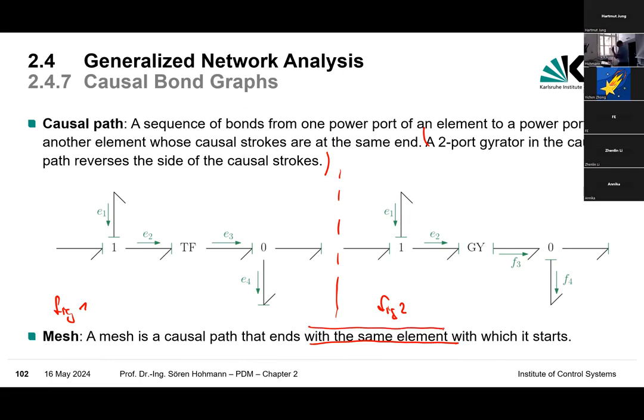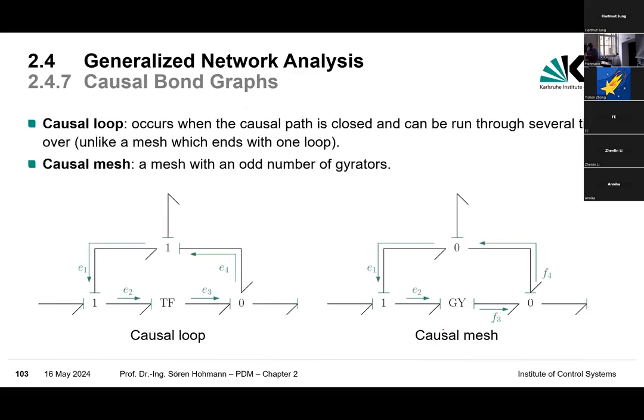And now you may say, okay, this might be conflicting. Sometimes if it ends where it starts, it's a causal path with the same elements, no conflict. If it ends where it starts with different causality, there might be a conflict, right? And therefore, we can say a causal loop occurs when the causal path is closed and can be run through several times, over and over again.